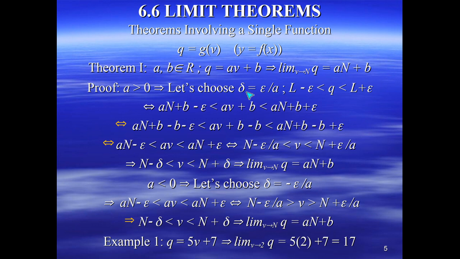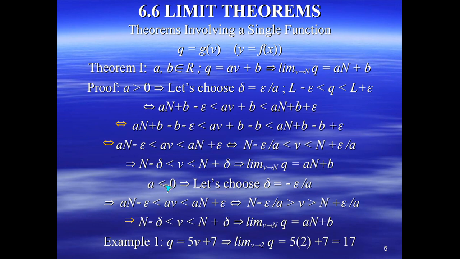So, and what have we chosen? How have we chosen delta? Delta is equal to epsilon over a, and so here we obtain delta. Delta, the Greek small letter d. So we obtain n minus delta less than v less than n plus delta. But here we have proven our claim. When q is between L minus epsilon and L plus epsilon, v can be squeezed between n minus delta and n plus delta, so that its function value av plus b is between L minus epsilon and L plus epsilon. So we have proven that the limit of q when v goes to n is really an plus b.